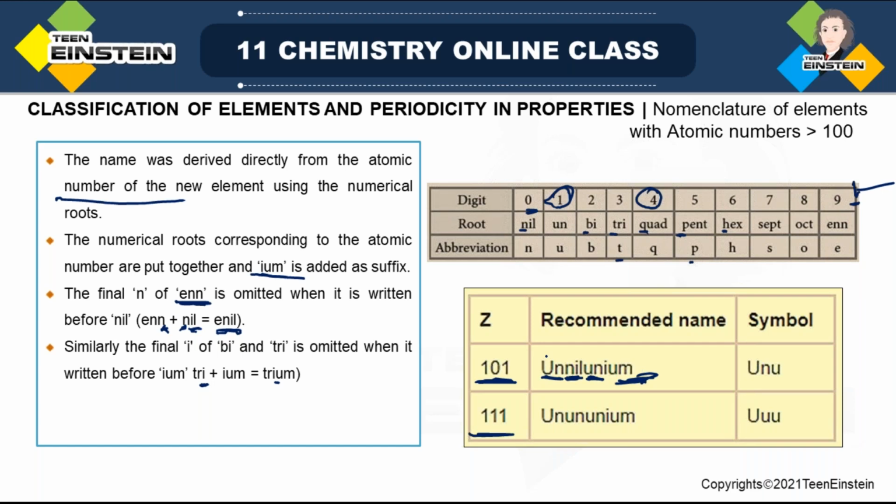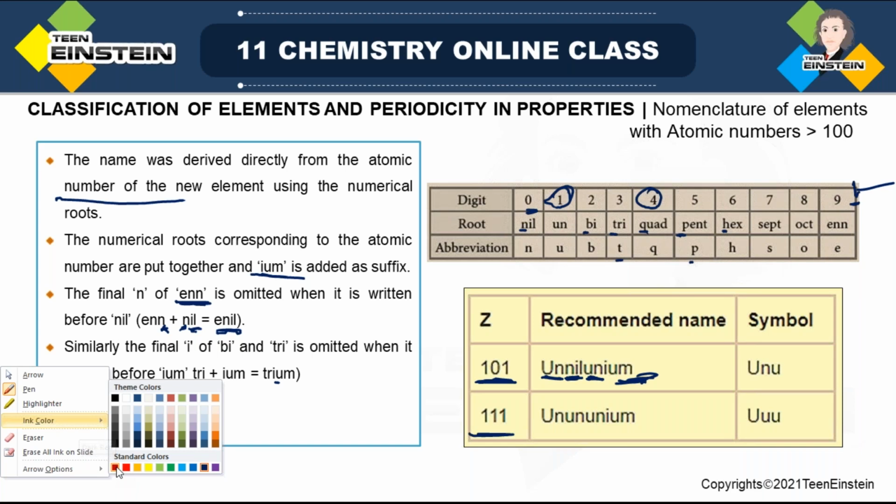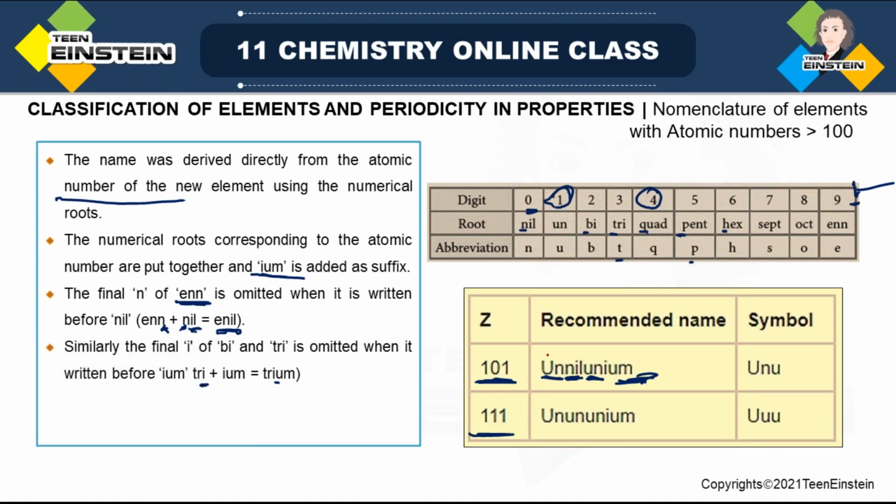But for the symbol, you just have to choose the first letter of each root. So the first letter is u. Then for 0, it is nil, so this n we have to use, and then another un, so u. So you choose these 3 letters: u, n, and u. That is the symbol. Remember, for normal names, for example nitrogen, the name is nitrogen, but when you write the symbol, you simply write capital N. Similarly here also, we are writing the symbol by taking the first letter of each of these terms.